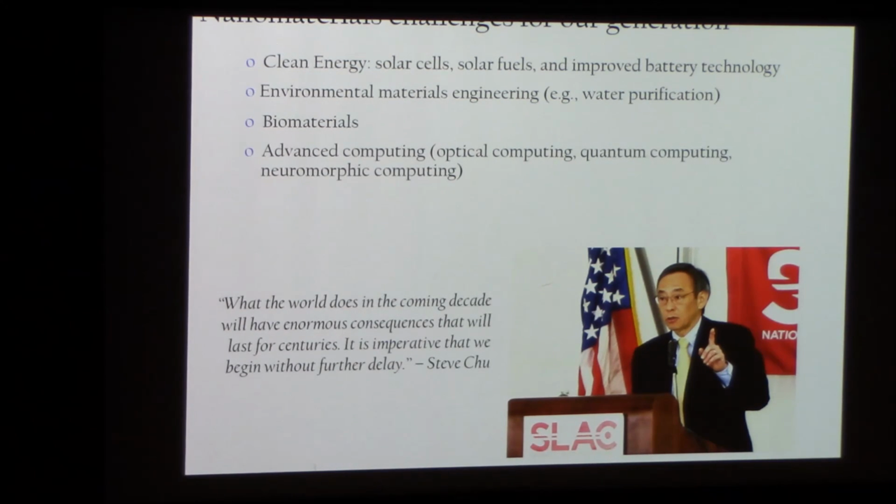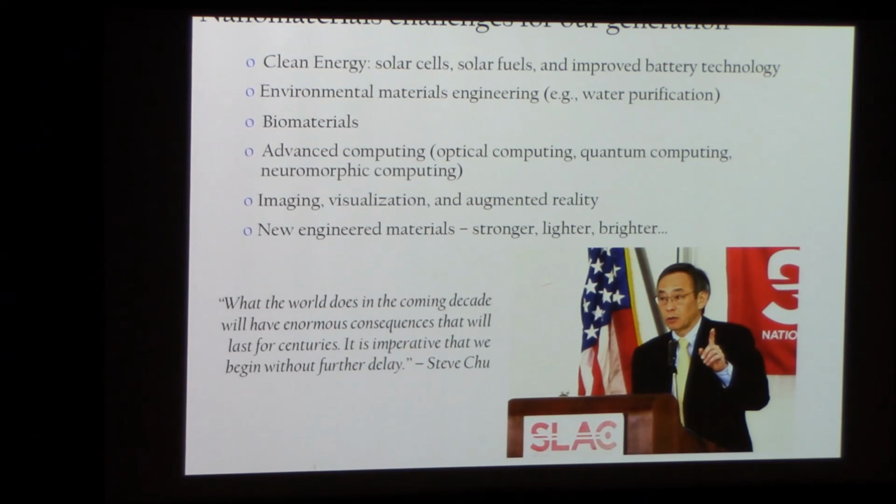Advanced computing, nanomaterials are enabling us to have new devices that can allow us to compute with light instead of with electrons on a deeply sub-wavelength level, or enabling new quantum computing schemes, or even new computing schemes that mimic how neurons are computing. And then there are going to be advances in imaging, visualization, and augmented reality. On the imaging front, there are nanomaterials that are being used for creating very efficient holograms. And then new engineered materials, kind of like the cephalopod skin I talked about before.